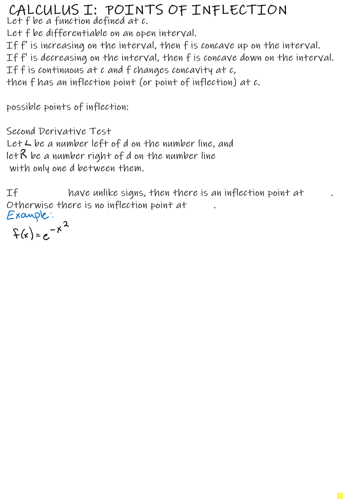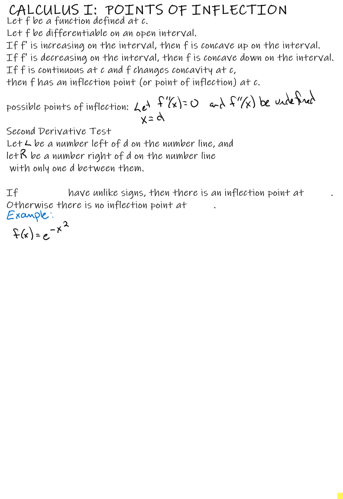So, looking at possible points of inflection, we can find these by simply letting f double prime of x be equal to 0, and we'll let f double prime of x be undefined. We'll call these points x equal to d. So d is the value of x where f double prime is 0 or f double prime is undefined.